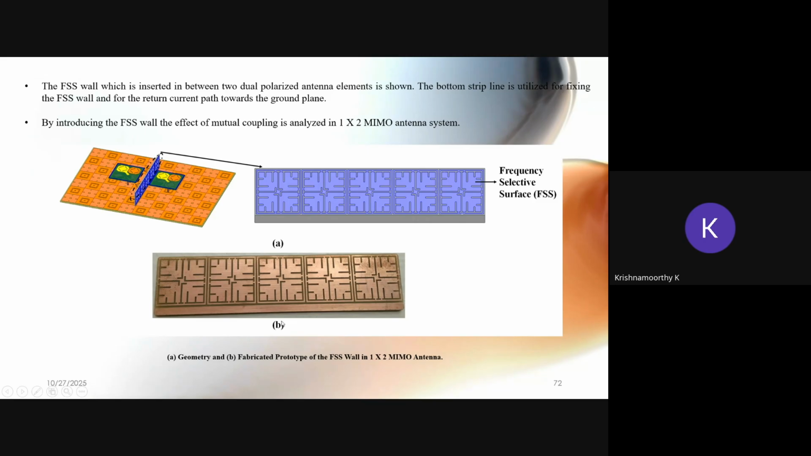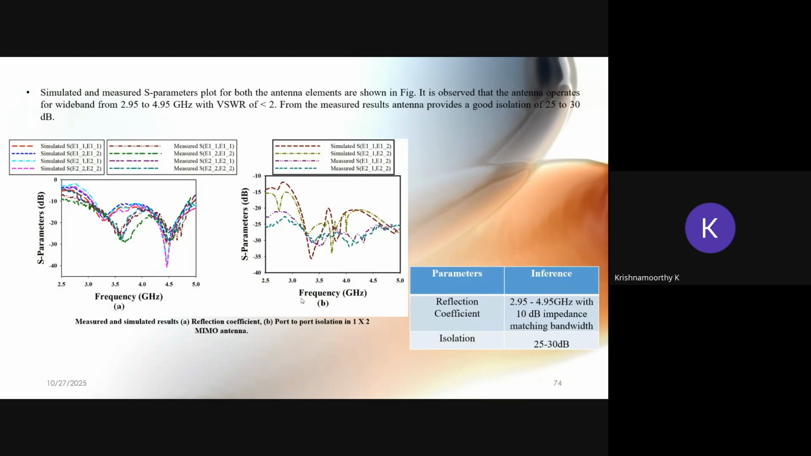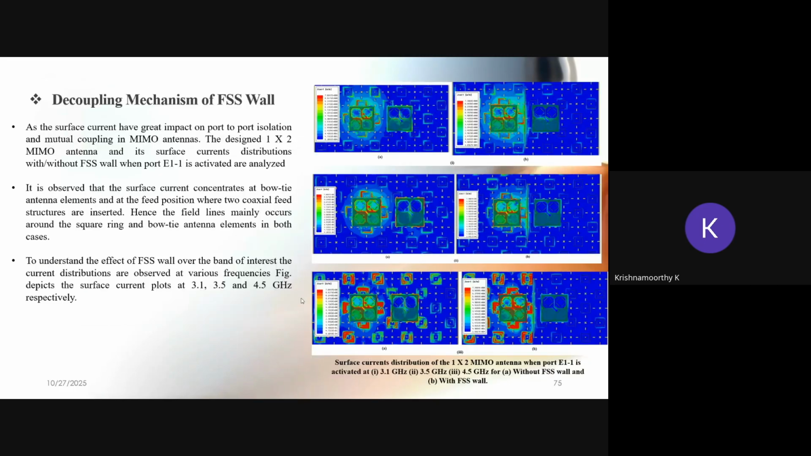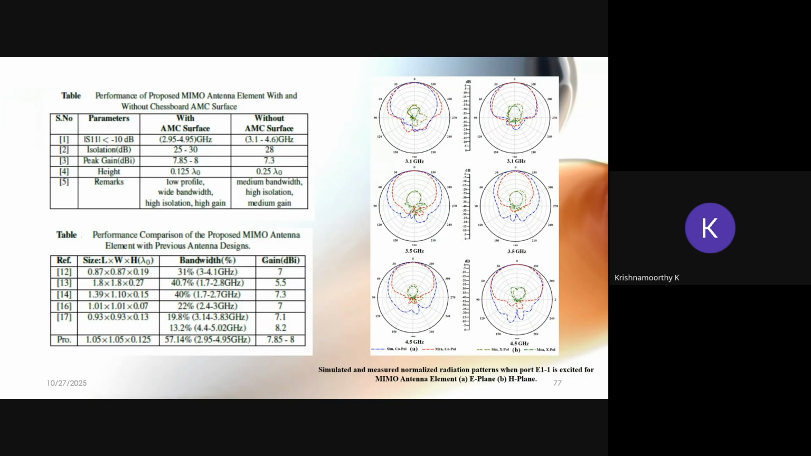Here we are using the frequency selective surface to reduce the coupling between the antenna elements. So this kind of FSS structure we have used. This is the complete antenna loaded with the AMC as well as this FSS structure. These are some of the antenna parameters. This surface current distribution shows the effectiveness of the FSS structure on mutual coupling reduction.